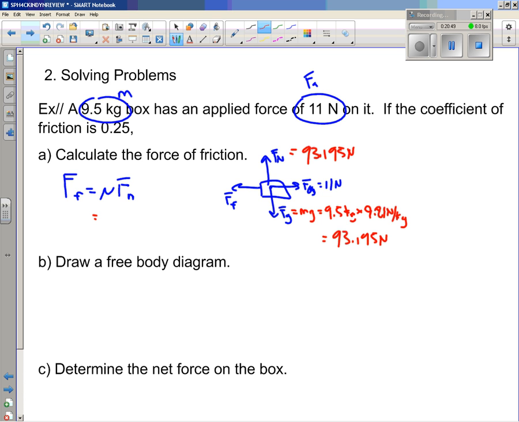Because mu is 0.25. So all I got to do here is 0.25 times 93.195 newtons. That number's still in my calculator, so all I got to do is times 0.25, and I get 23 newtons for my frictional force. Draw a free body diagram. Already did it.